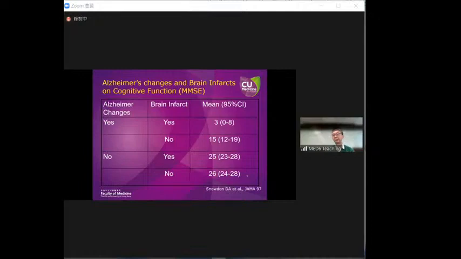So this is an important point that no matter whether somebody has Alzheimer's disease or not, it is important to prevent cerebrovascular disease. So vascular management of diabetes, hypertension, and hyperlipidemia remains very important in dementia prevention.